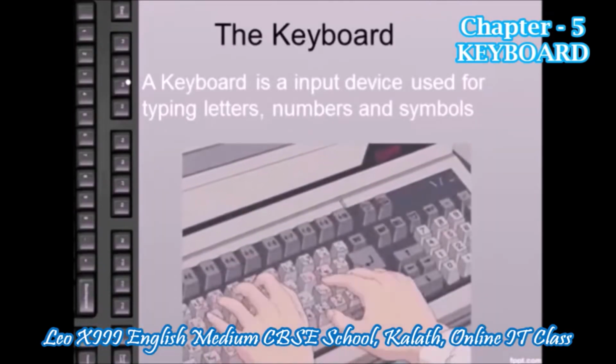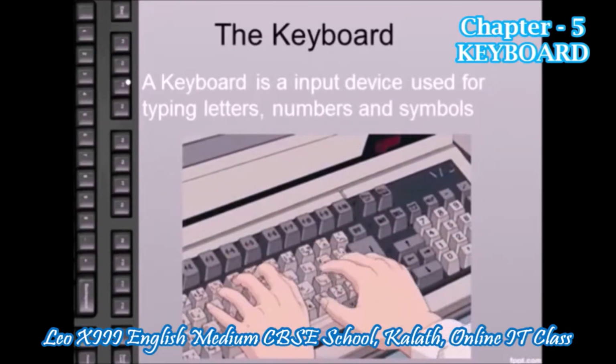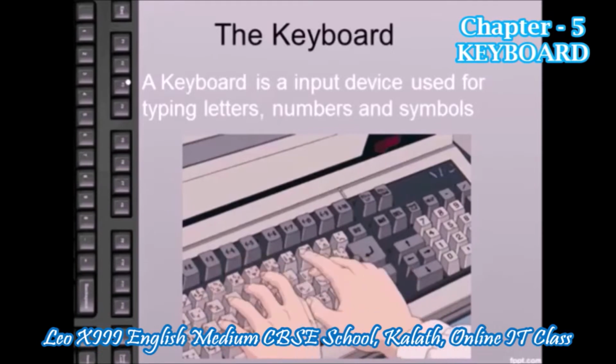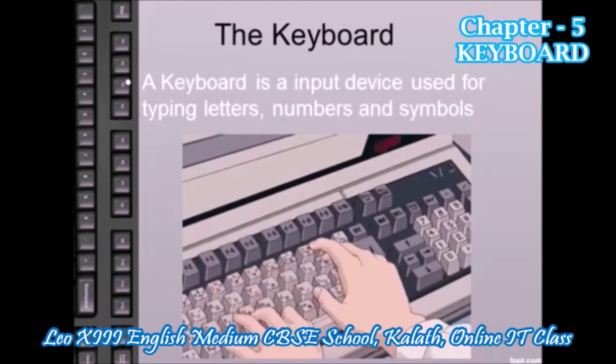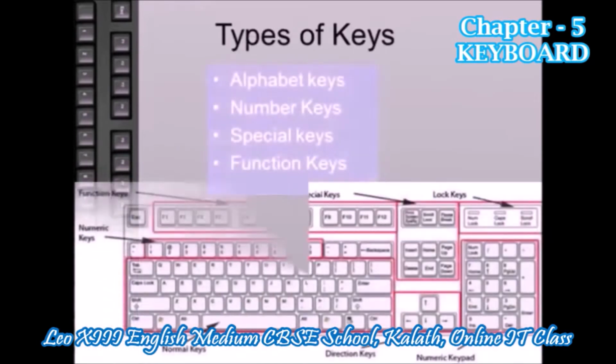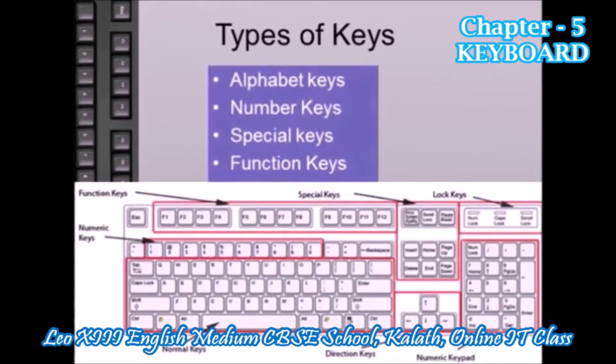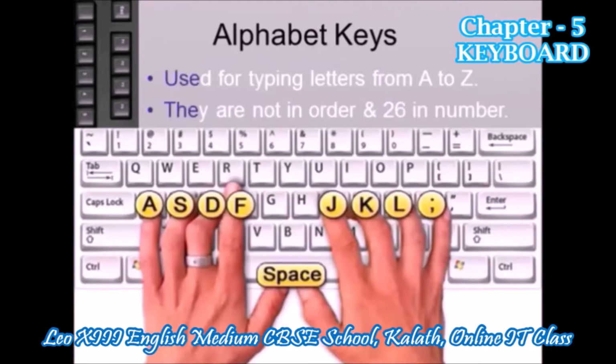The keyboard and its functions. A keyboard is an important part of the computer. It has many keys on it. These keys are used to type letters, numbers, and symbols. There are 4 types of keys present on the keyboard. They are alphabet keys, number keys, special keys, and function keys.